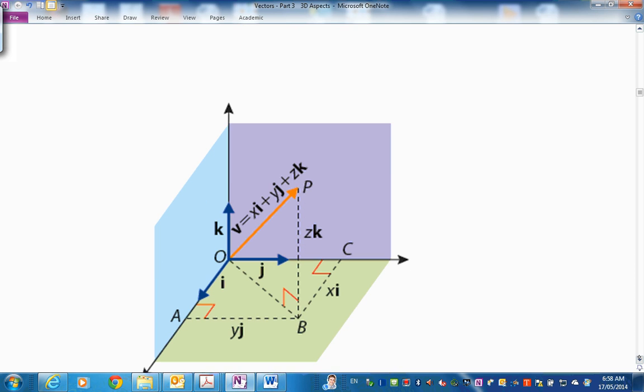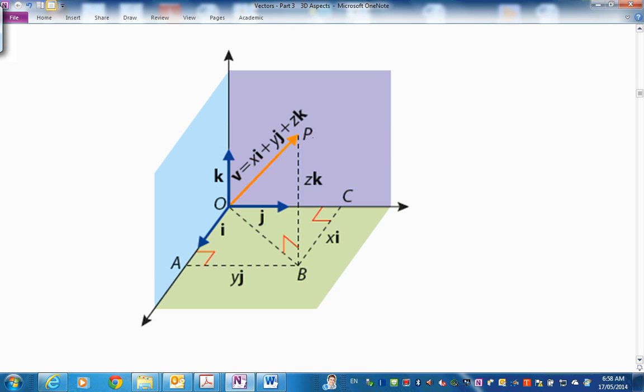And if we come down here, you can see that if we're looking at the vector OP, then what we usually say is it's got components X, Y and Z. And what that means in these unit vectors, in the X, the Y and the Z direction, is this is equivalent to X lots of the I vector, Y lots of the J vector, and Z lots, let's get this right, Z lots of the K vector.